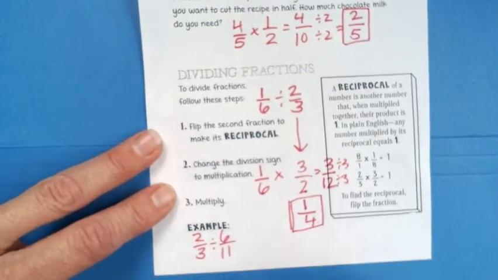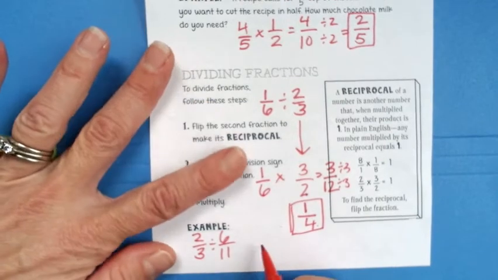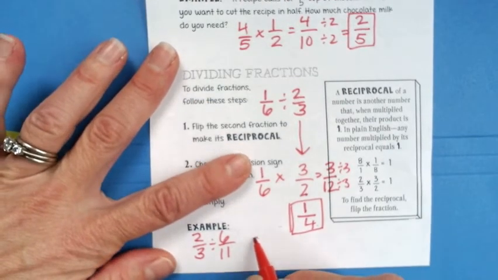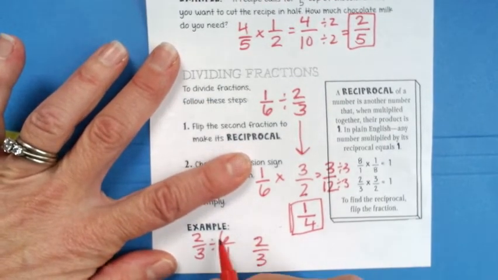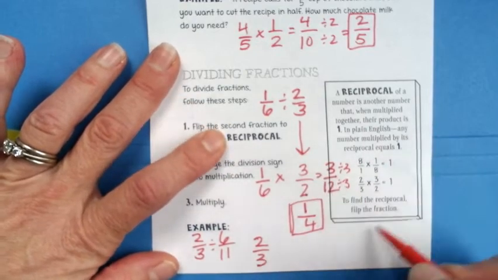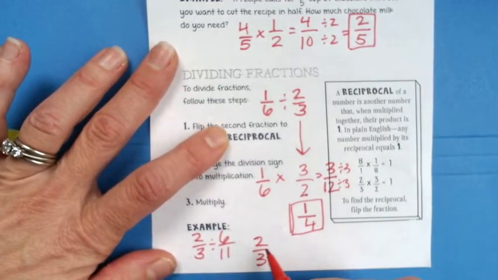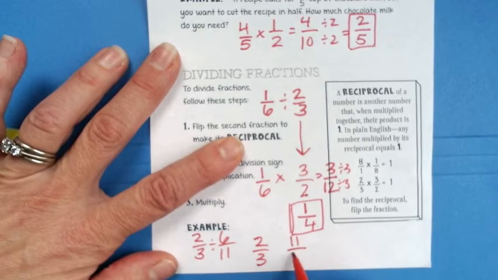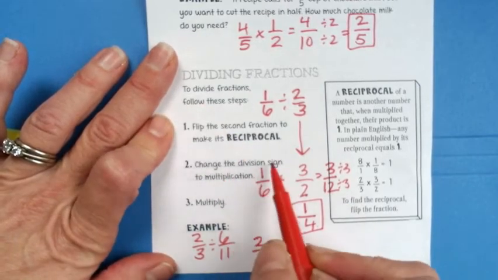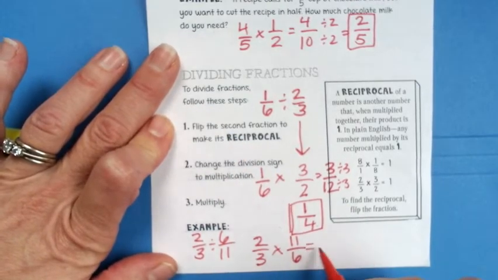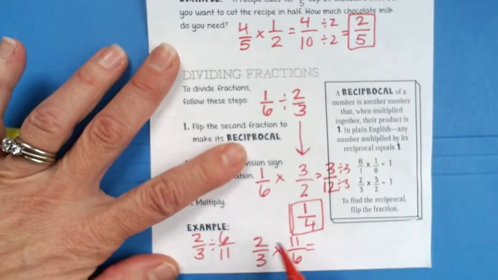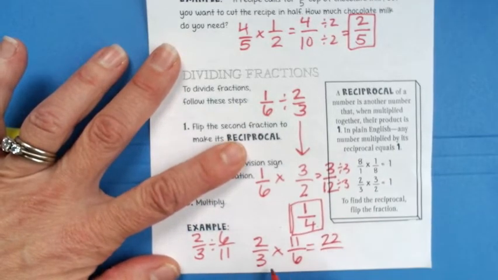Let's do one more example down here. Kind of jammed it in down here. So first, we keep the first fraction the same, 2/3. Flip the second one to its reciprocal, and this reminds you of how to find the reciprocal. It becomes 11/6. Change the sign to multiply. Now we're ready to do top times top, numerator times numerator, bottom times bottom. 3 times 6 is 18.